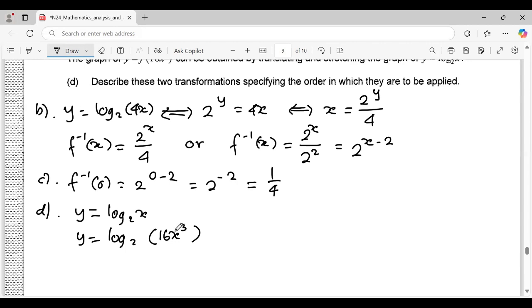So the transformations can be described from this graph to this graph. The transformations are first stretching, and then translation. Stretching and translation.